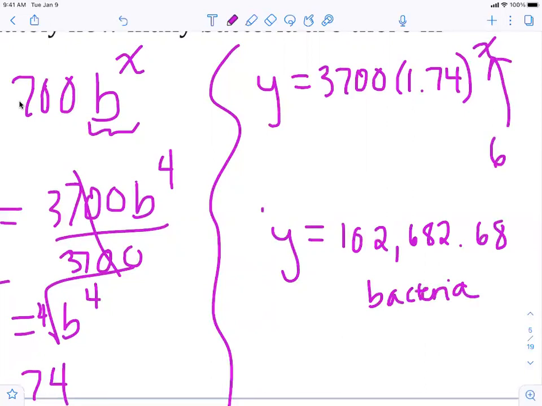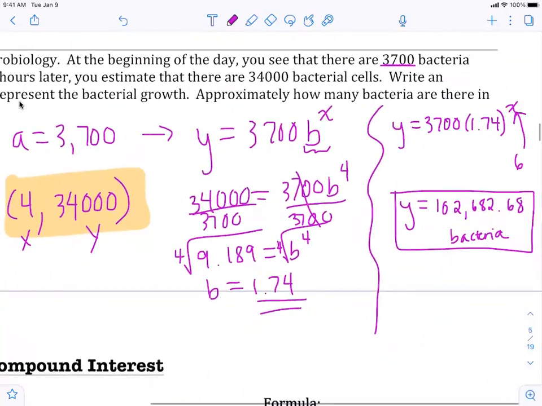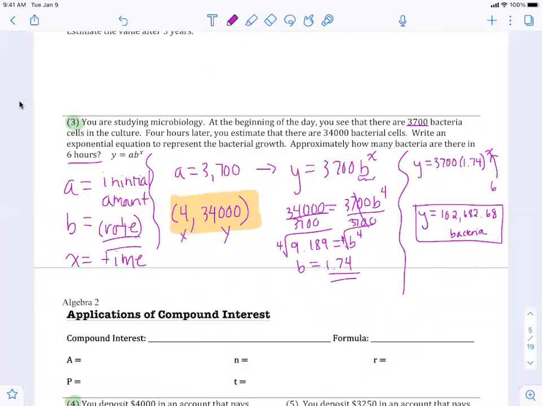Okay. If you wanted to round that up, you could, I guess. I don't know. Bacteria, do those come in parts? Probably not. It's an unformed one.